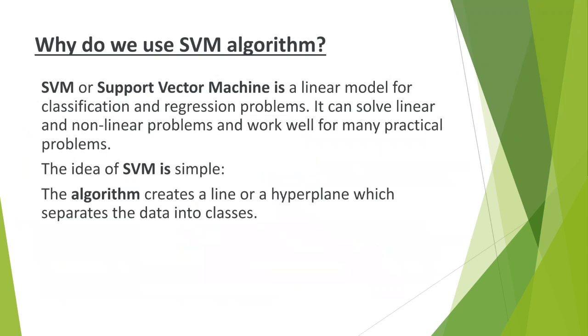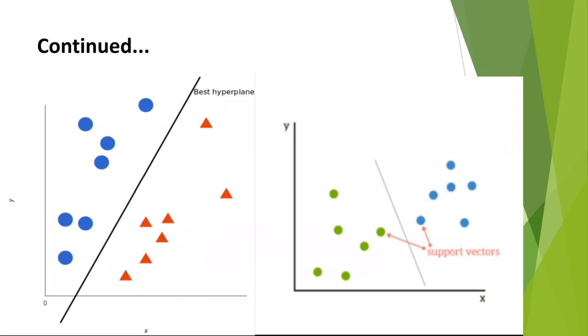Why do we use the SVM algorithm? SVM or support vector machine is a linear model for classification and regression problems. It can solve linear and non-linear problems and work well for many practical problems. The idea of SVM is simple. The algorithm creates a line or a hyperplane which separates the data into classes. In these figures, the support vectors are separated by the hyperplane.